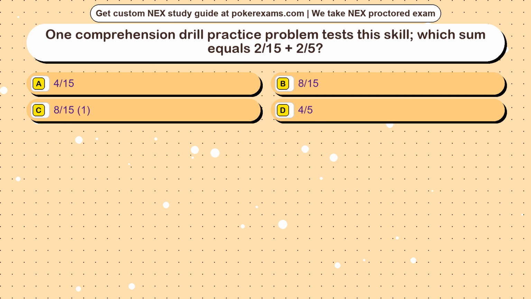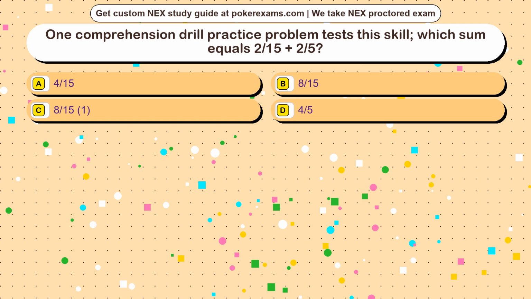Question 11. One comprehension drill practice problem tests the skill, which sum equals 2/15 plus 2/5? Option A, 4/15. Option B, 8/15. Option C, 8/15.1. Option D, 4/5.